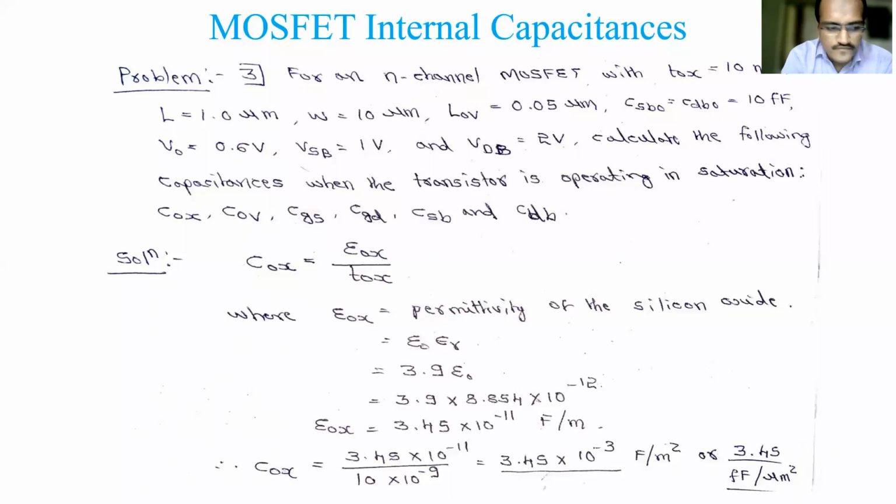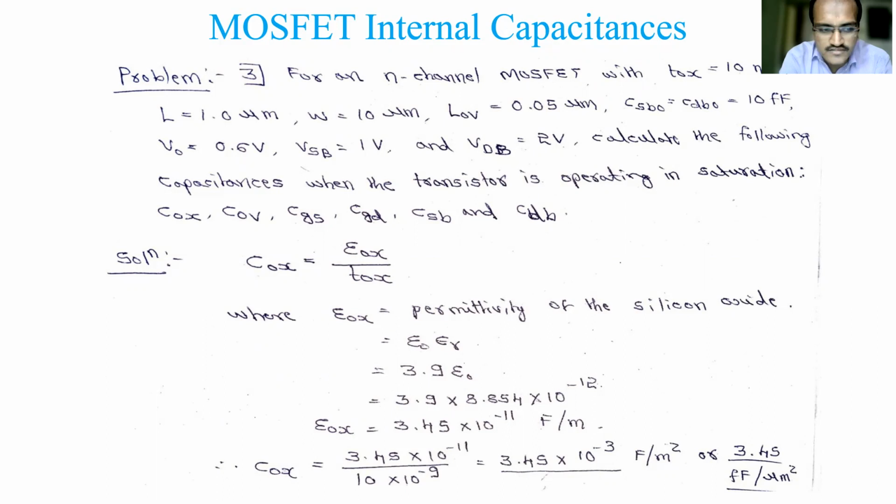Good morning, all. Yesterday we discussed the MOSFET internal capacitances. There are two capacitive effects. One is the gate capacitive effect, under which we discussed gate to source, gate to drain, and gate to body capacitance. The second variety is the body to source and body to drain depletion layer capacitances, that is CSB and CDB. So all these capacitances we have seen.